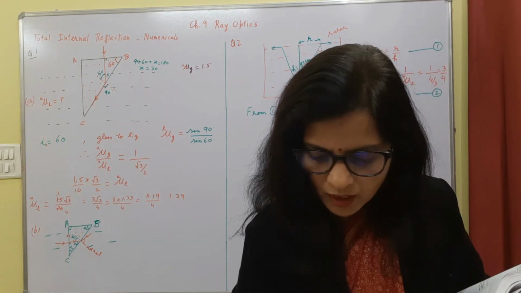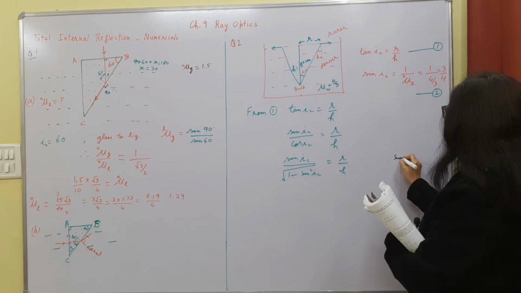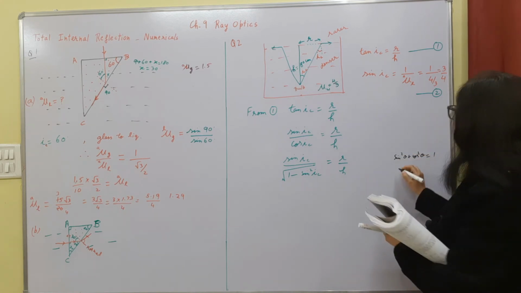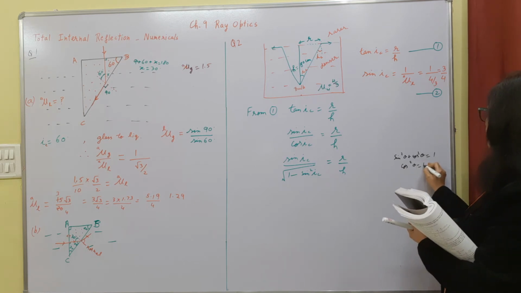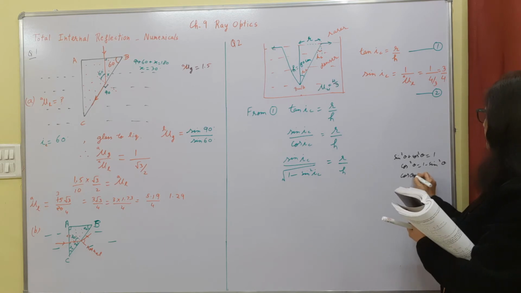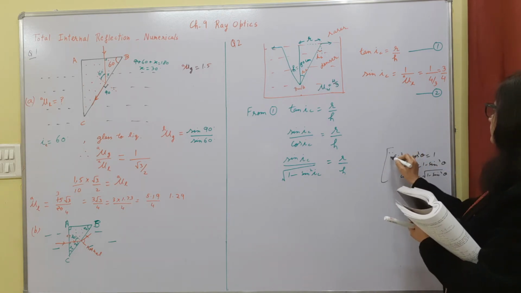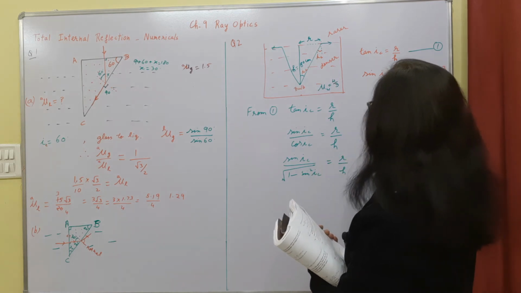Why can we convert? How can we convert it? We know that sin square theta plus cos square theta is equal to 1. So cos square theta is equal to 1 minus sin square theta. Therefore cos theta is under root of 1 minus sin square theta. So from here, sin IC is how much?